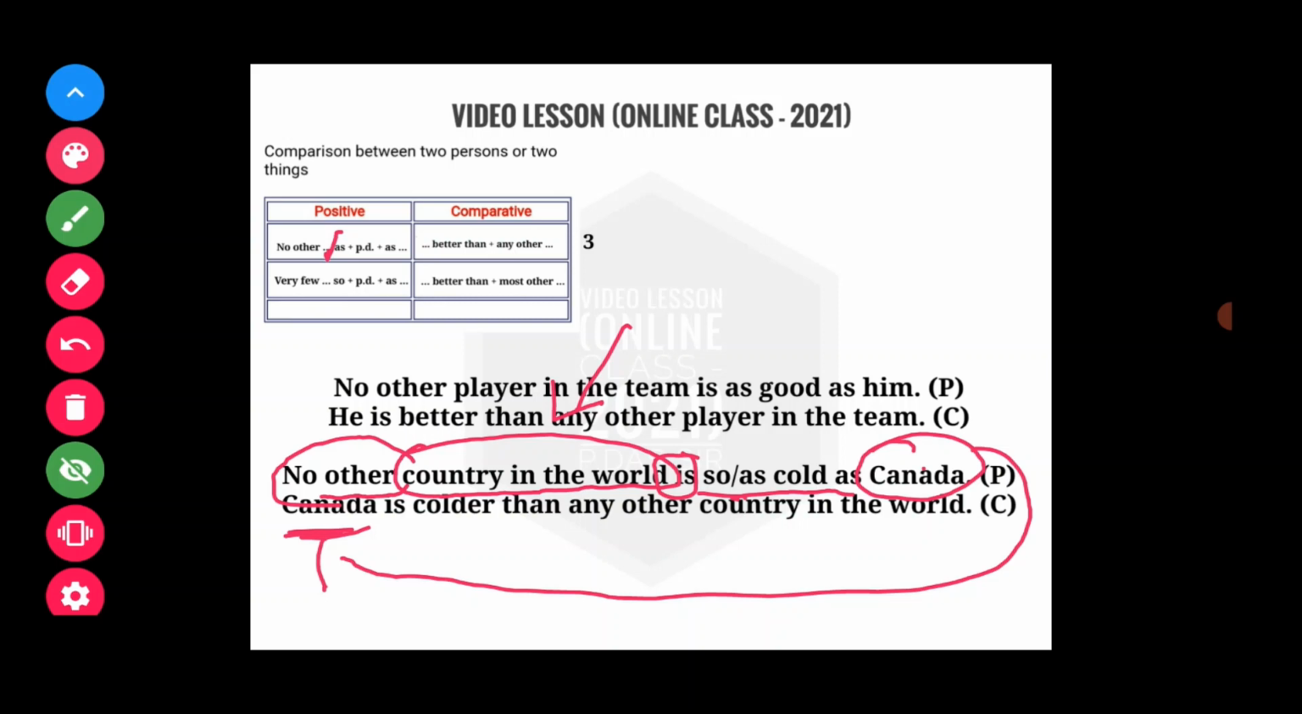Then the same verb we have in the positive degree we are using over here. If it is "is", it will not be "was"; if it is "was", it will not be "is". Clear?